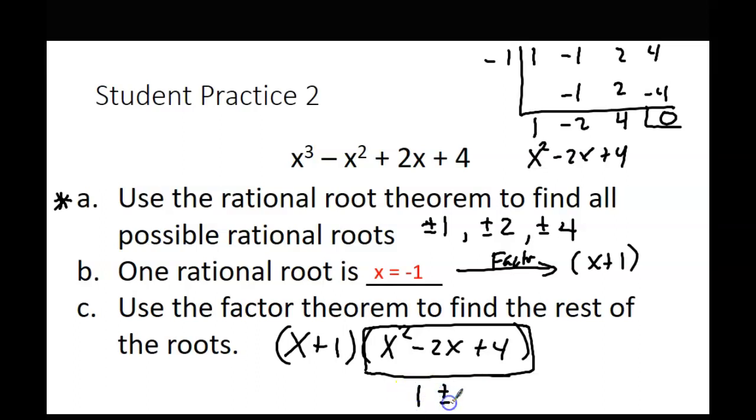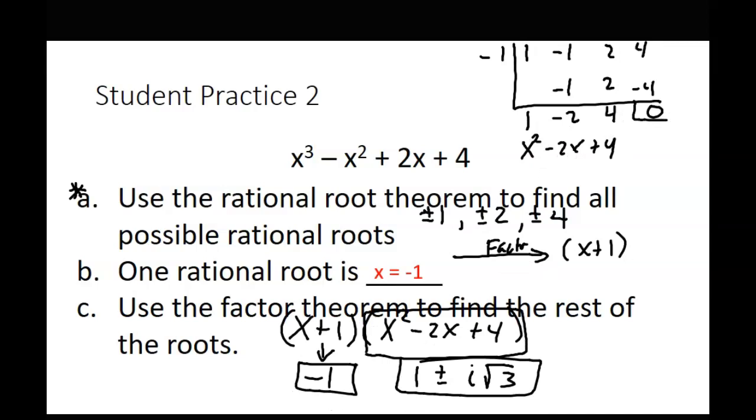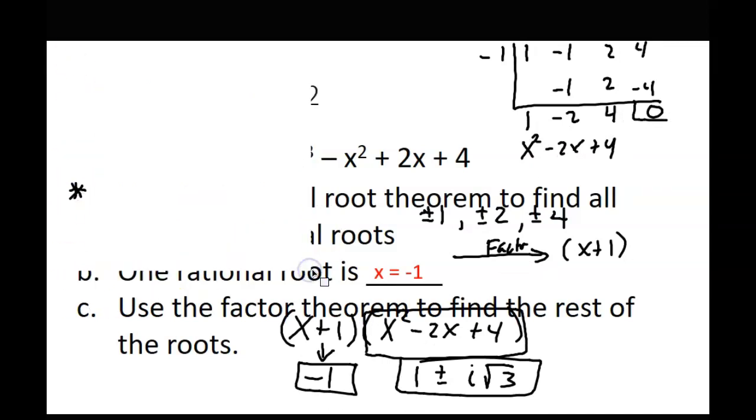One plus or minus what? You got i and then what? Square root of 3? Okay, let's see if that's right. I know this one's negative 1, right? So there's one of our roots. Let's see if she's right on this, because I don't know the answer to that yet myself. Let's go ahead and work it out real quick. Did anybody else get that? We got a couple people that got that. Okay, cool. Let's see what happens here.